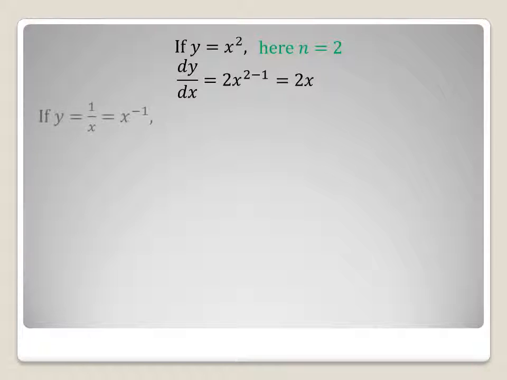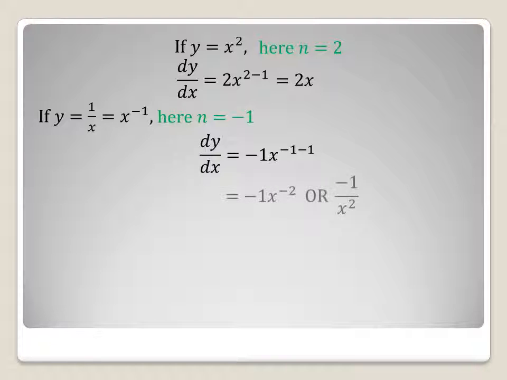In the function y equals 1 over x, this can also be written as x raised to the power of minus 1, and n here is minus 1. dy/dx now becomes minus 1 times x raised to the power of minus 1 minus 1. And this simplifies to minus 1x raised to the power of minus 2, or minus 1 over x squared.